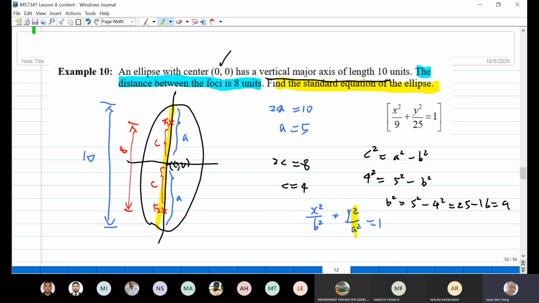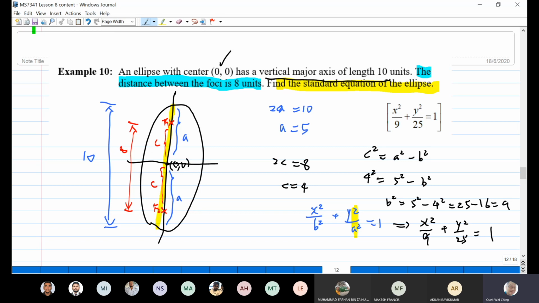So remember this. Put b equal to 3, and 3 squared is 9. That is why you get x squared over 9. Then y squared over a squared: a is 5, so 25 here. You get 1. Okay, so this is how to find the equation of the ellipse here.